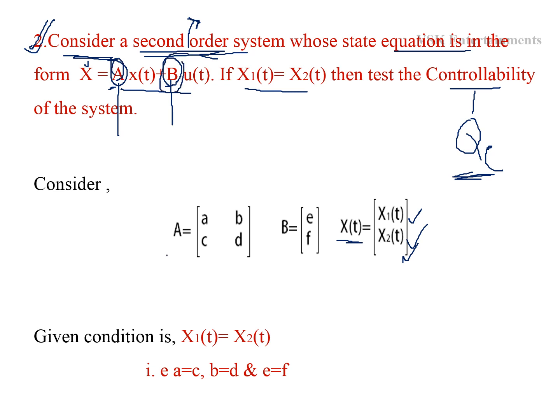So consider matrix A is equal to some matrix, that is matrix [a b; c d]. Similarly matrix B is equal to matrix [e; f]. And here the condition is x1 of t is equal to x2 of t. That is nothing but first row elements are equal to second row elements in the A matrix as well as the B matrix. So first row elements are a and b. So a is equal to c, similarly b is equal to d. Similarly in matrix B, e is equal to f.